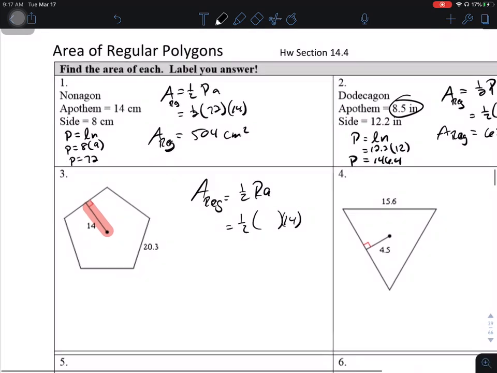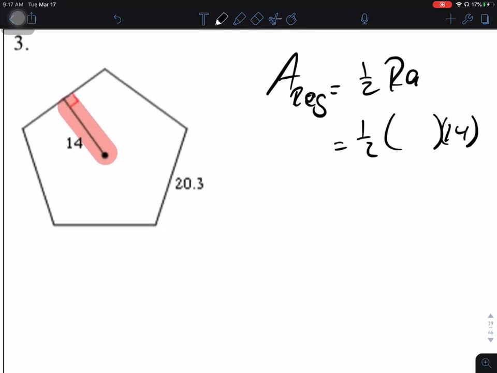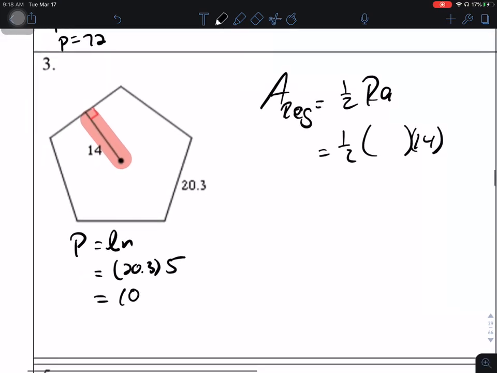By the way, we're assuming every figure is a regular polygon, because that's what the title of this is. Hopefully it'll be labeled better in the future. To find the perimeter, it's the length of a side times the number of sides. One of the sides is 20.3. Every side's the same. So if you multiply that by 5, you're going to get the perimeter is 101.5.